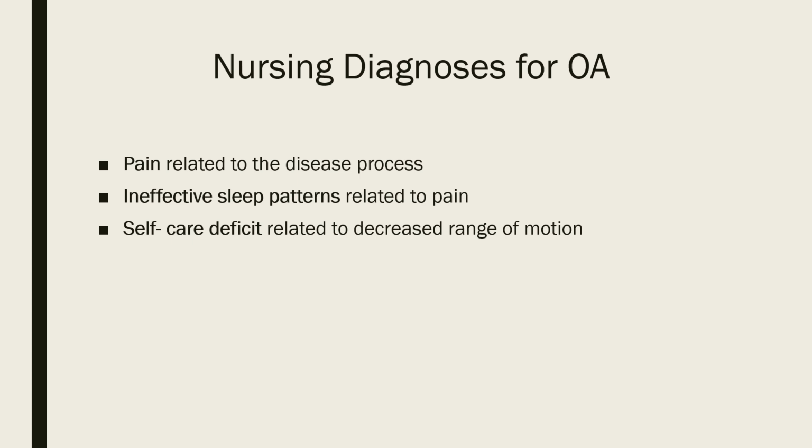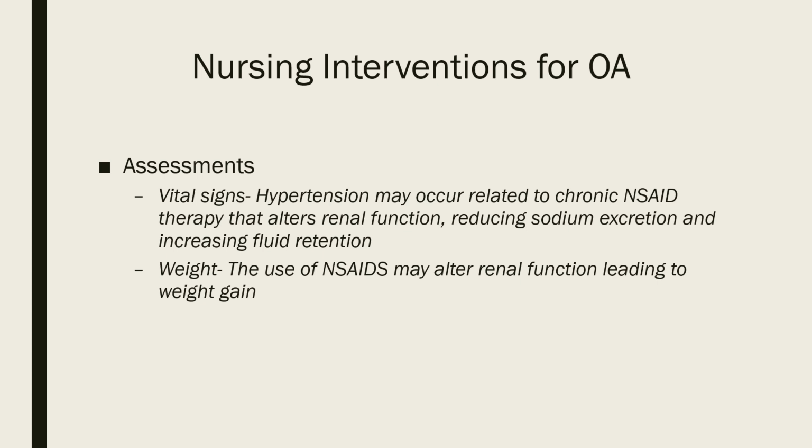Some nursing diagnoses for osteoarthritis: pain related to the disease process, ineffective sleep patterns related to the pain, and a self care deficit related to decreased range of motion. So, some nursing interventions for osteoarthritis. We are going to assess. We are nurses, and that is what we do. We are going to start with vital signs.